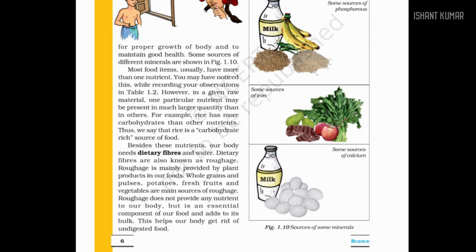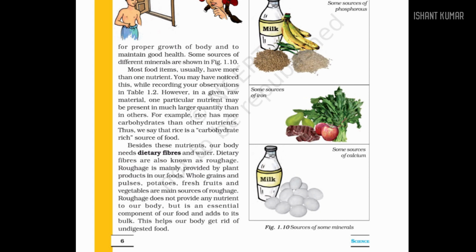Most food items usually have more than one nutrient. You may have noticed this while recording your observations in table 1.2. However, in a given raw material, one particular nutrient may be present in much larger quantity than in others. For example, rice has more carbohydrates than other nutrients. Thus, we say that rice is a carbohydrate-rich source of food.